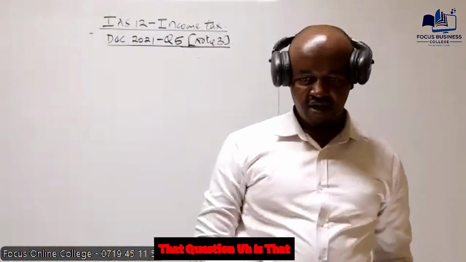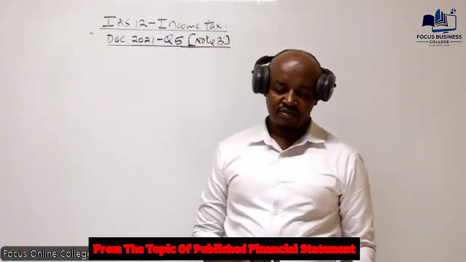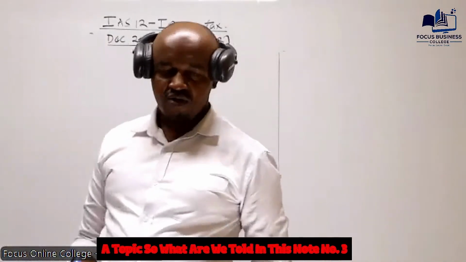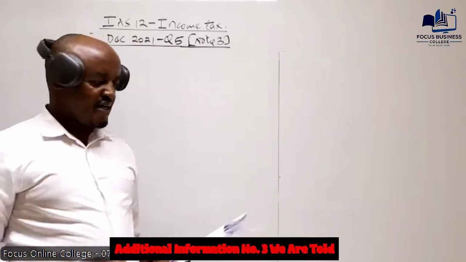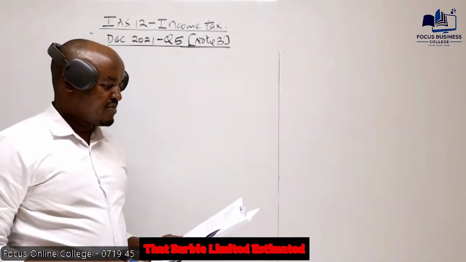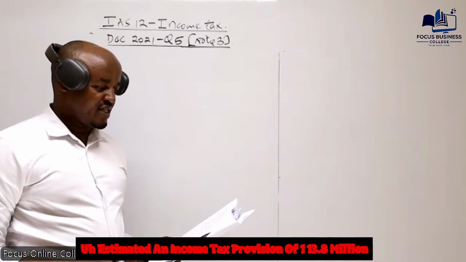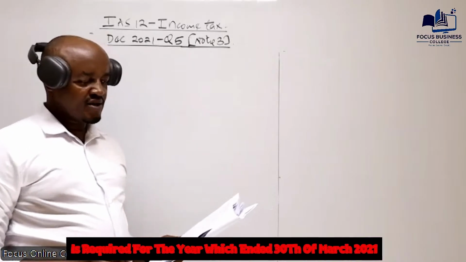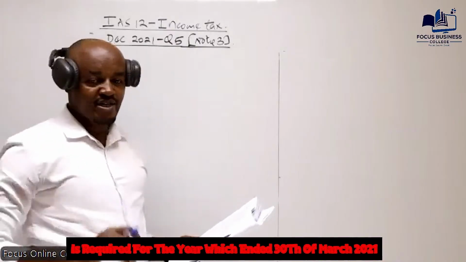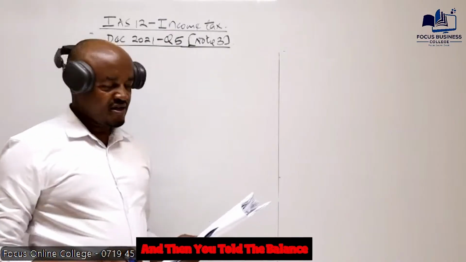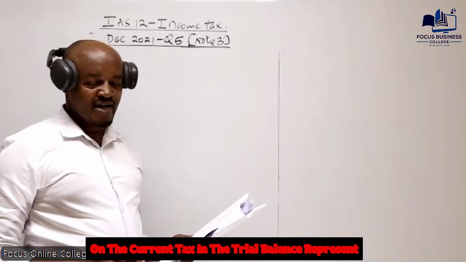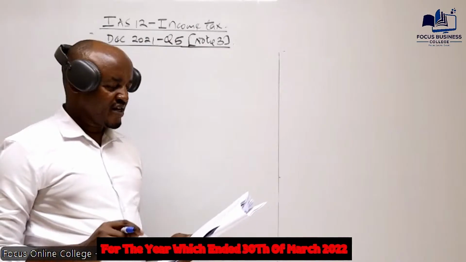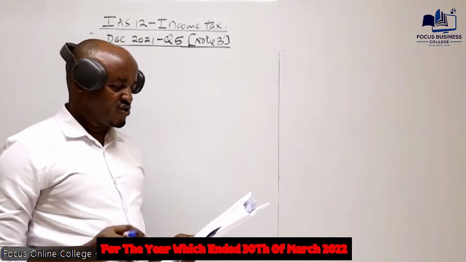That question is from the topic of published financial statements. That is our next topic. So what are we told in this note number 3? Additional information number 3. We are told that Bawabu Limited estimated an income tax provision of 113.8 million is required for the year which ended 30th of March 2021. And then you're told the balance on the current tax represents under/over provision of tax liability for the year which ended 31st of March 2022.